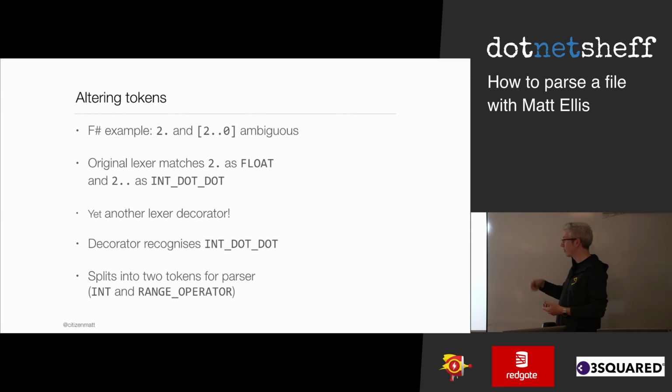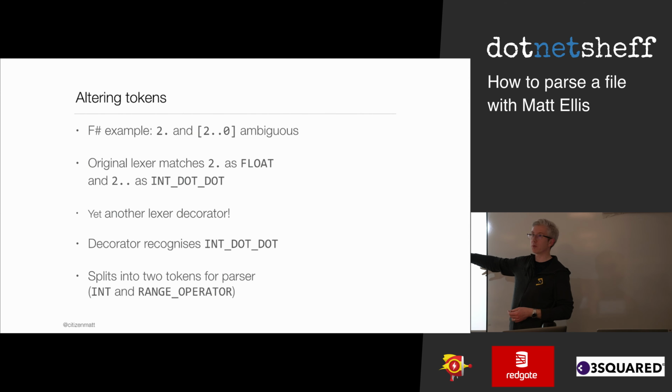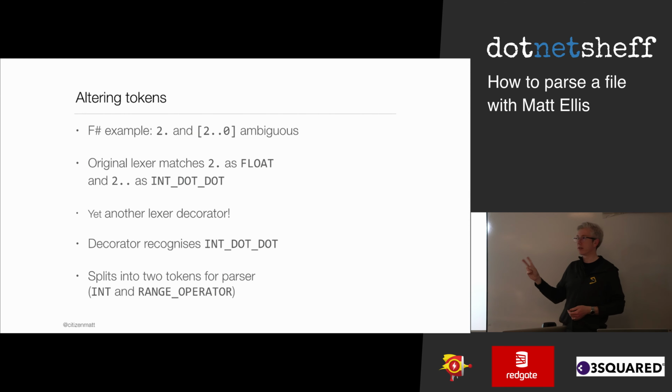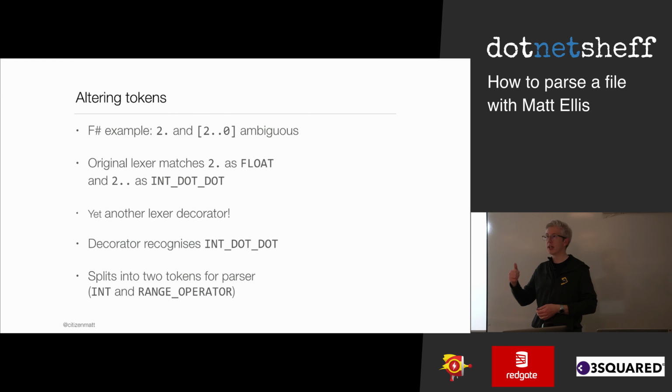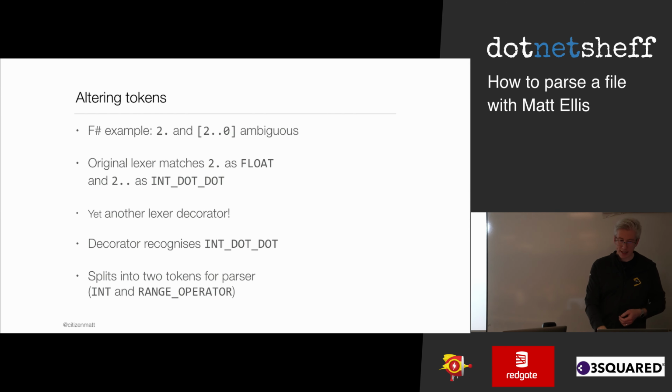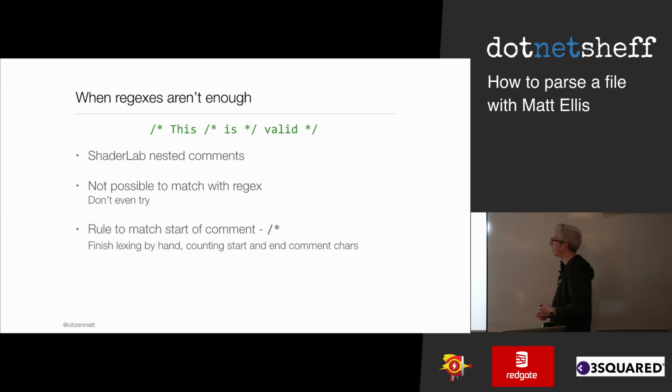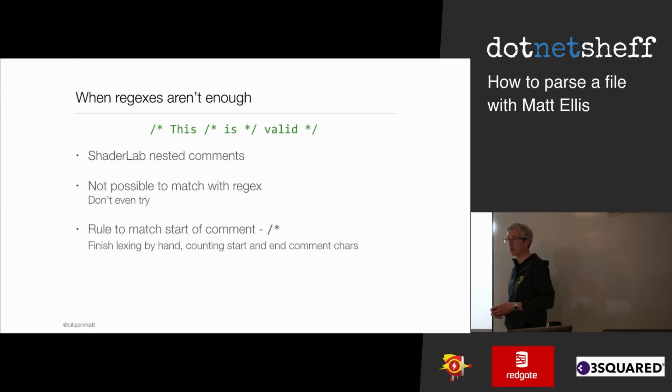Again, you can use another decorator around your lexer. This decorator would recognize when it gets this int dot dot pattern, and when it's asked for a token, return effectively two tokens, or rather, on each call return a different token. It can return an int token, and the next time it's called, return a range operator token. So you can work around that issue there. Regular expressions don't always work.